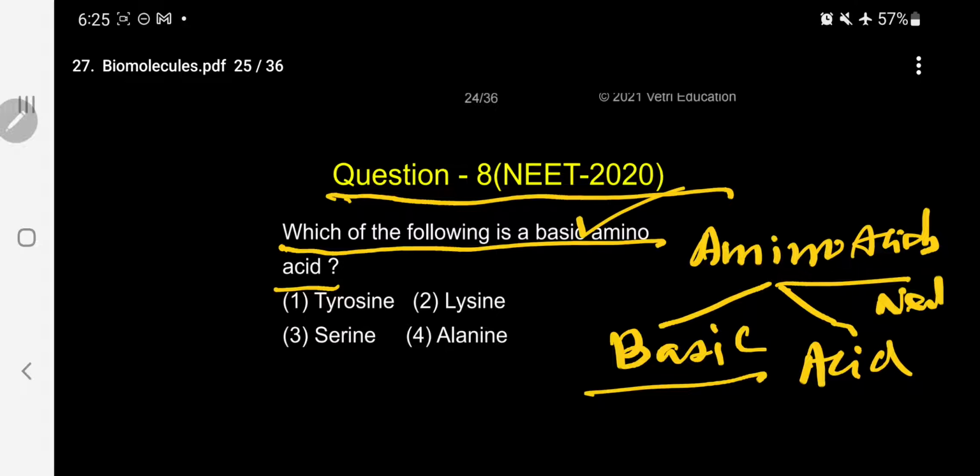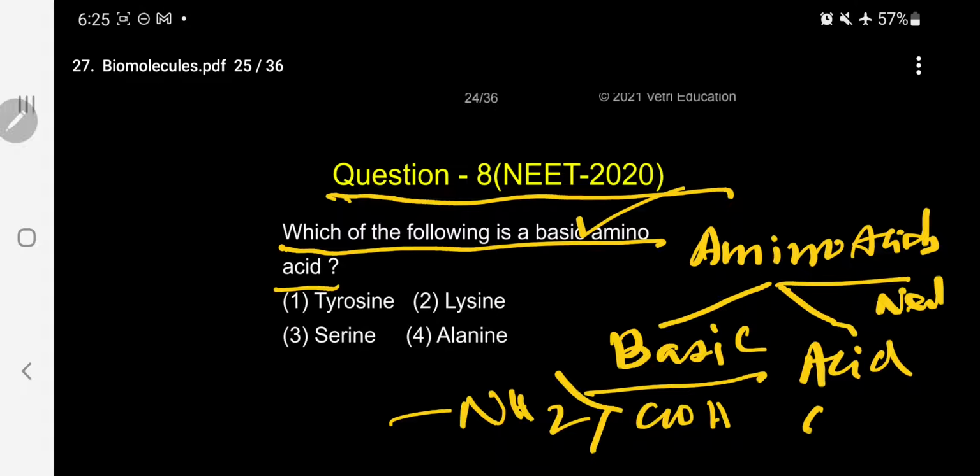Basic means more NH2 groups will be there; NH2 will be greater than COOH groups. Acidic means COOH will be greater than NH2 groups. This is very, very simple. If more than one NH2 group is present, it will be more basic. If more than one acid group is present, it is an acidic amino acid.